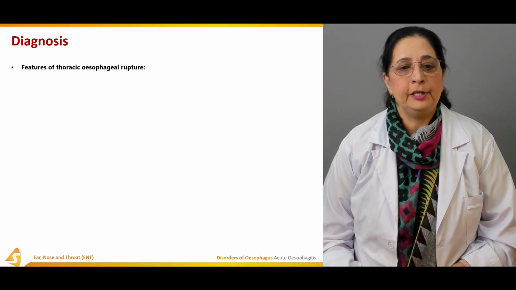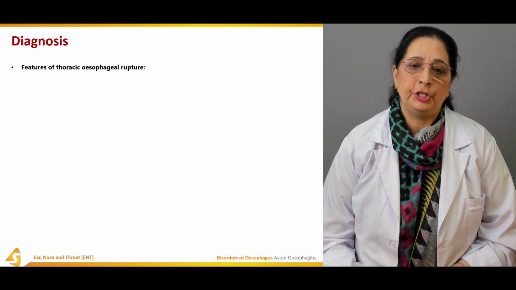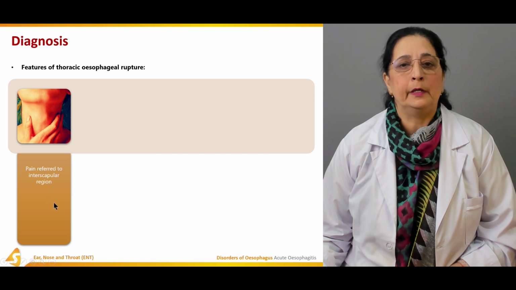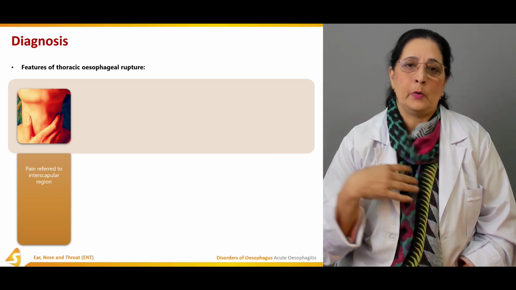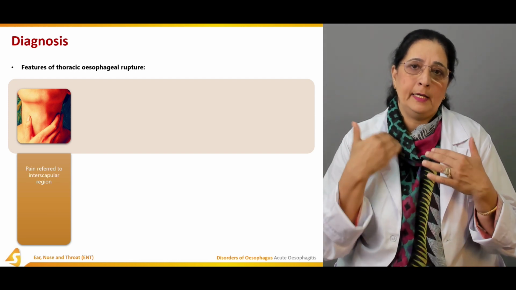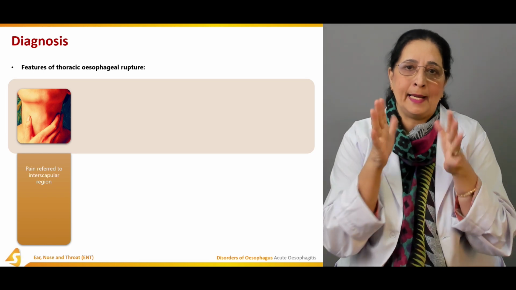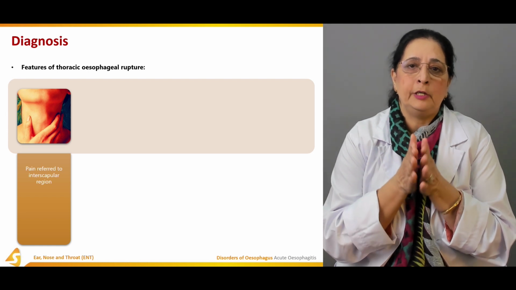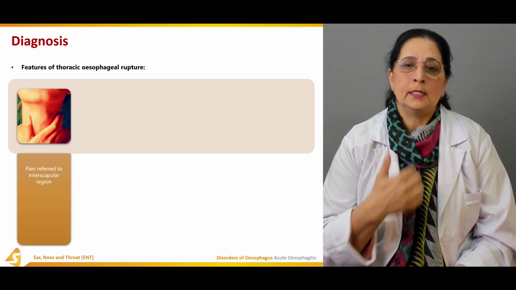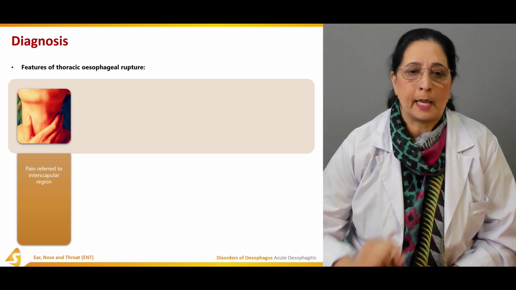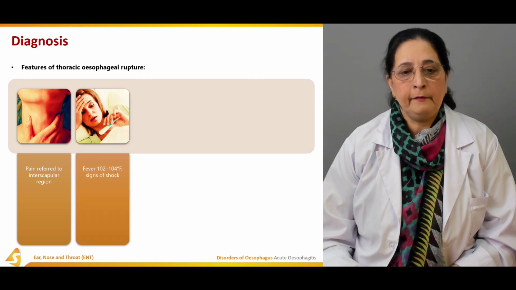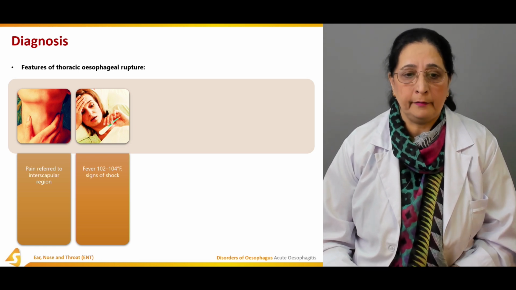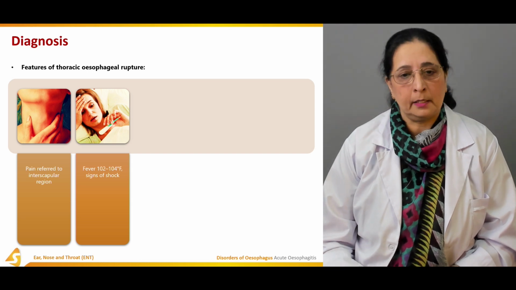Then there are features of thoracic esophageal rupture. We have pain which is referred to the interscapular region. There is pain because now it's in the chest. It goes back. Pain is radiated backward and it is felt behind the scapula on the back. Interscapular pain in the region behind the scapula. So it is between the scapula, so it's interscapular pain. Fever is usually high. There are signs of shock, low blood pressure, high fever. These are the serious features.